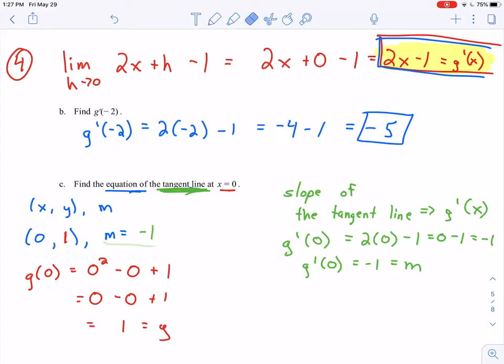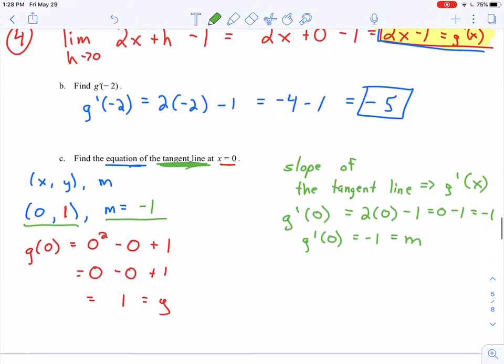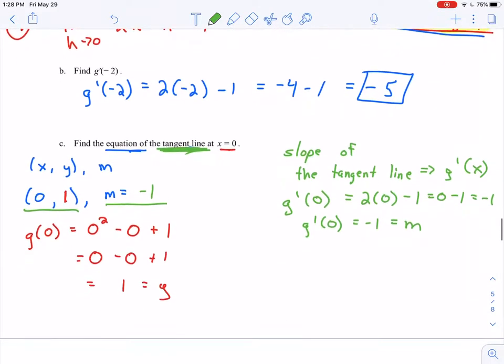So this is pretty cool now. I have everything I need. At this point, I have my slope. I have my point. I'm ready to write the equation of this line. And there's a few different ways you can do this. You can use good old y equals mx plus b.